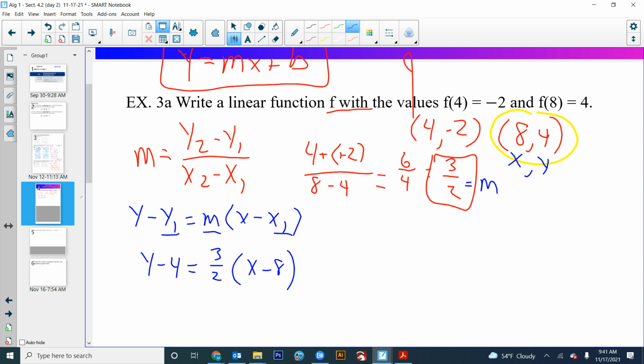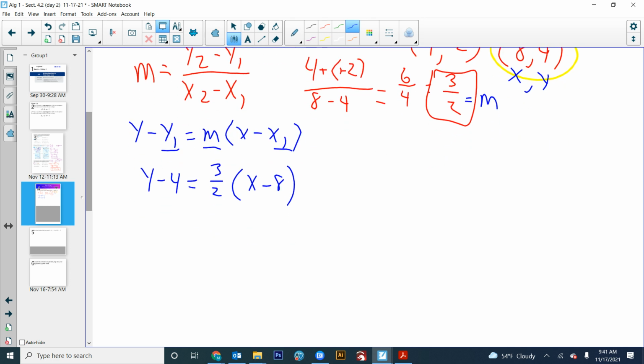Now, I need to solve for y, don't I? I need to make it look like this. I distribute the 3 halves over here, right? Guys, what's 3 halves times x? Just put them together. 3 halves x, right? Now, 3 halves times the -8. Do you guys know how to do that in your head? Isn't it really this? Is everybody with me on that?